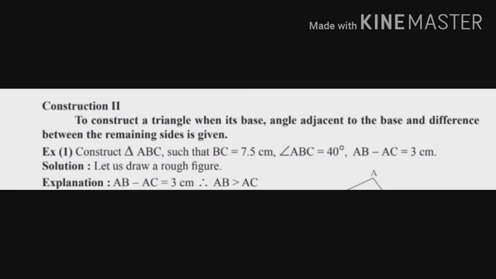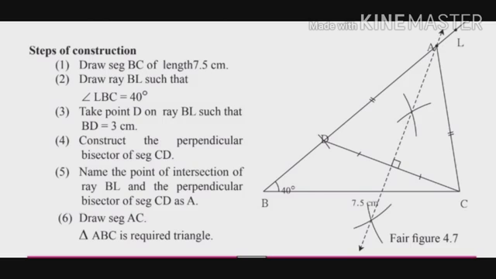Suppose here one example. Construct triangle ABC in which base BC is 7.5 cm and angle ABC is 40 degree and difference of two sides, that means AB minus AC is 3 cm. So with the help of this information you have to construct triangle ABC. So steps of construction are, first step is same, draw base BC of length 7.5 centimeter as given.